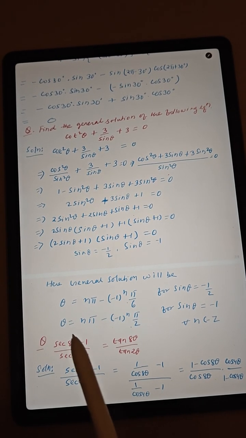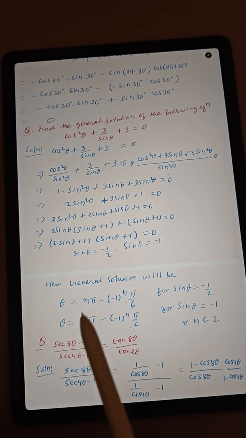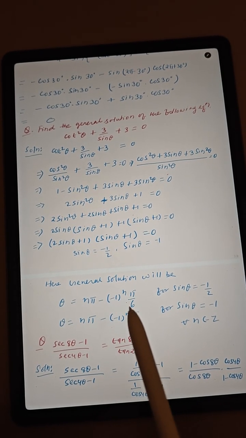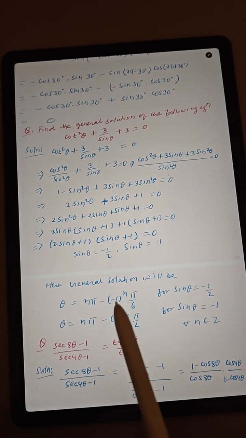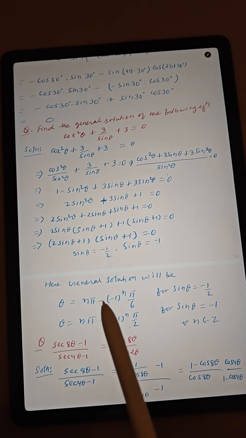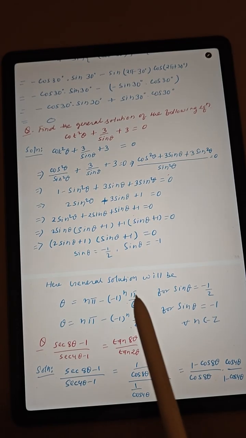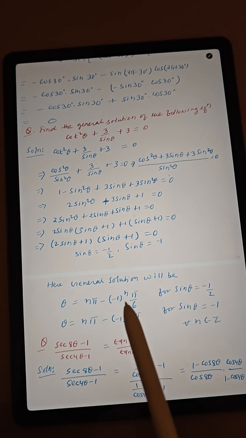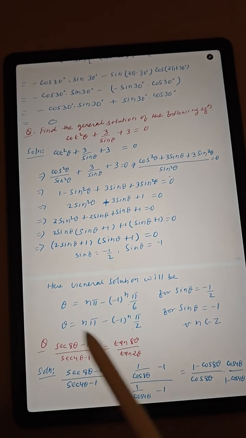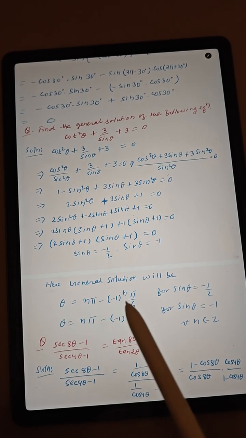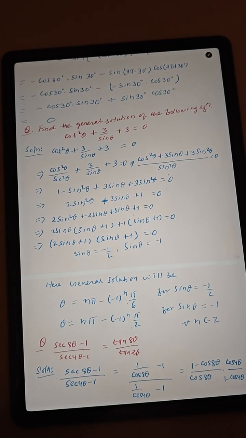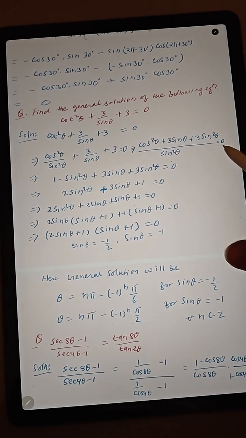Here also, if you take an odd number, 3π + (−1)^3 π/6, so (−1)^3 is minus 1, minus minus plus. So 3π + π/6 is lying in the third quadrant, so you are getting the negative value. For that reason, this is the standard formula for the general solution, nπ + (−1)^n θ. So this is the explanation.